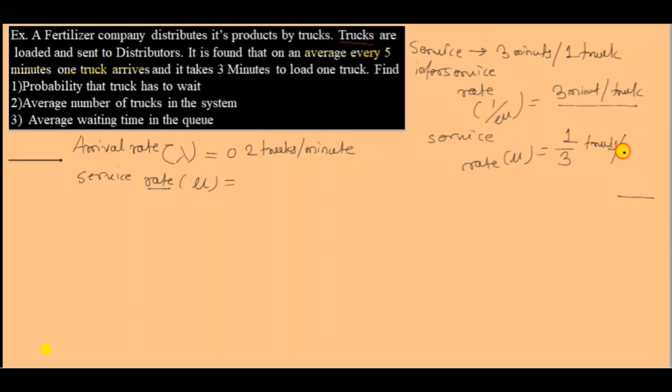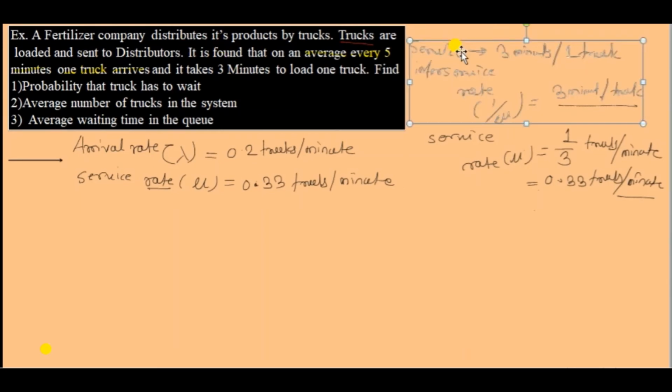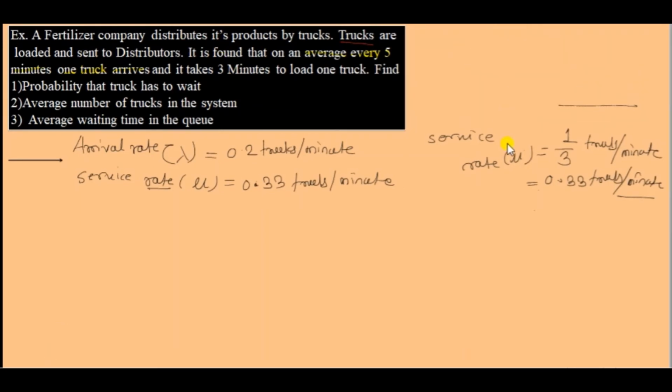Now the second thing that we have to calculate is the service rate, which is represented by mu. But what is given? 3 minutes for one truck. That means one truck requires 3 minutes for service. So it is again not the service rate. It is the time required for a single truck, 3 minutes per truck.